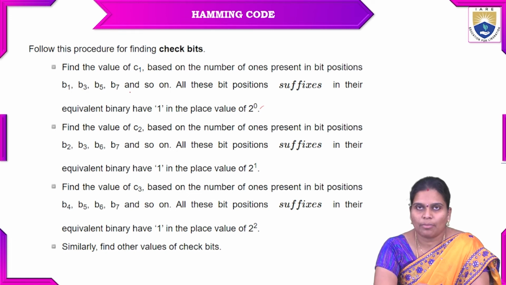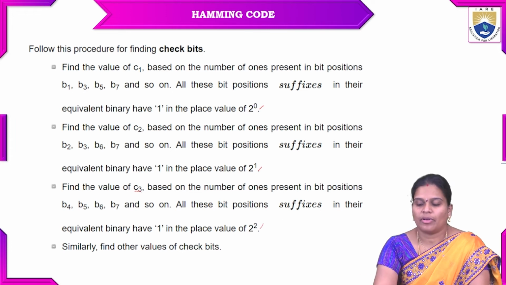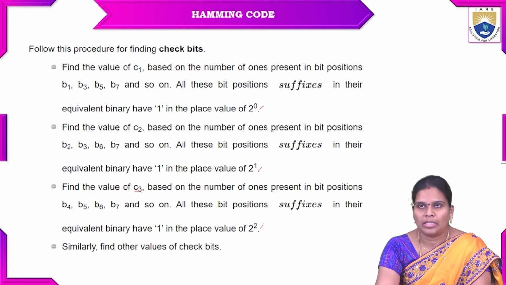Here we are taking B1, B3, B5, B7. That place is 2 power 0. Next we have to find C2: B2, B3, B6, B7. That place is 2 power 1. Next one is C3, that place is 2 power 2. So that is how to find the value of the check bits.